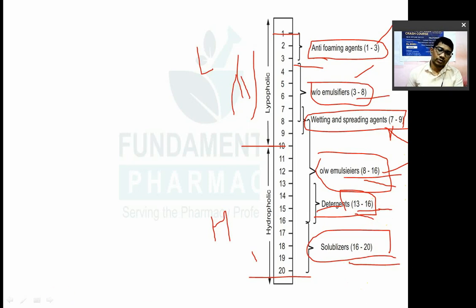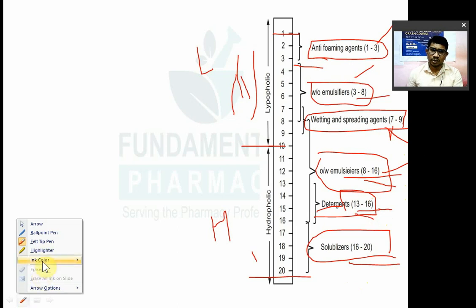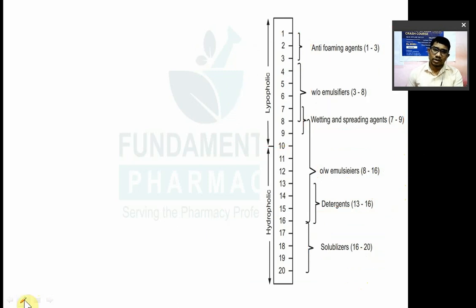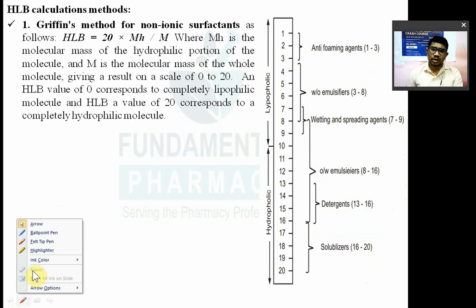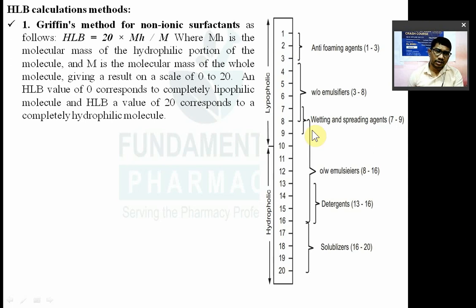HLB values. Okay, there are different methods to calculate this HLB value depending upon the chemical nature of compound. कि compound कैसा है, chemical nature क्या है उसका, उसके ऊपर डिपेंड करता है कि उसके कैलकुलेशन कैसे करेंगे HLB value. So methods to calculate the HLB value, इसके ऊपर भी क्वेश्चन आता है. So first method is nothing but the Griffin's method for non-ionic surfactant.